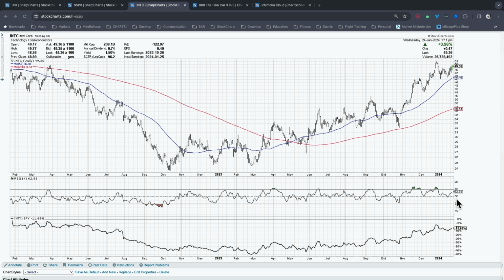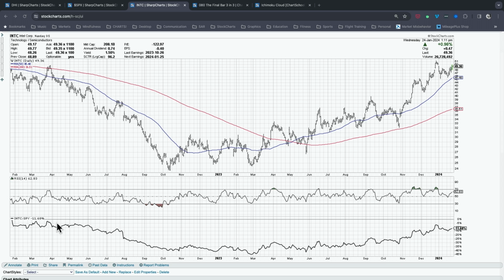RSI, I'll get in briefly into the calculations, is an indicator created by Wells Wilder to basically define price momentum. How strong or weak is the price action? Finally, we have what I would say is probably the most important indicator of everything I'm going to show you, which is relative strength or relative performance.